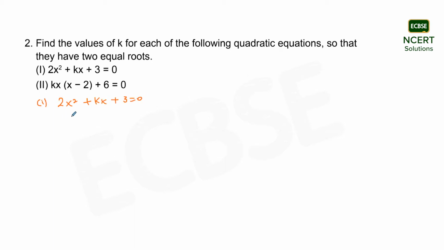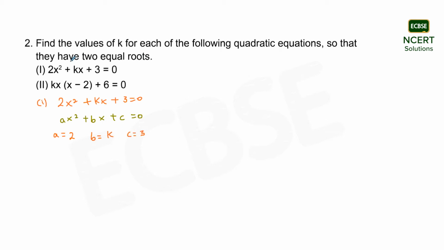equals 0. Now comparing this quadratic equation with the standard quadratic equation, what was the standard form? ax square plus bx plus c equals 0. So this was the standard form of the quadratic equation. Comparing this quadratic equation with the standard form, here a equals 2, b equals k and c equals 3.